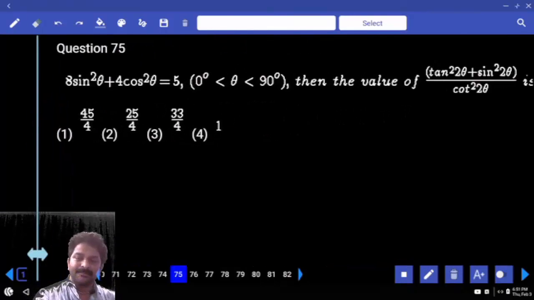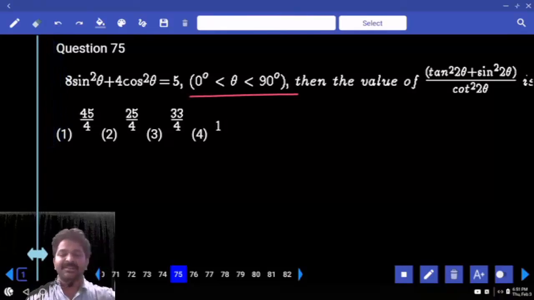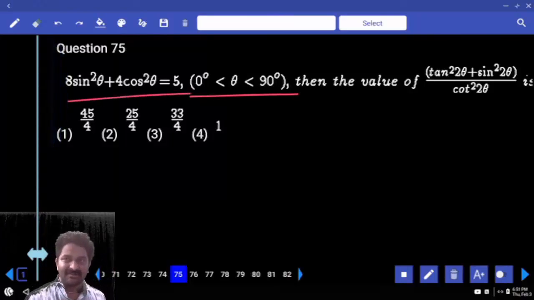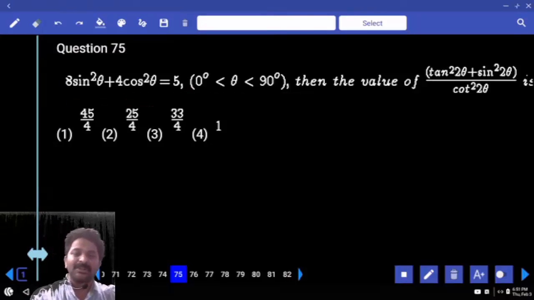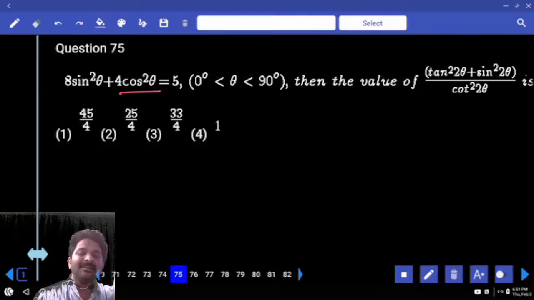Right. Next. 8 sin square theta plus 4 cos square theta is equal to 5. See, for these types of questions you can assume a theta value so that it satisfies this condition, but it is a very tough job to identify the theta value for these numbers. So let's do one thing. Let's convert cos square theta as 1 minus sin square theta.